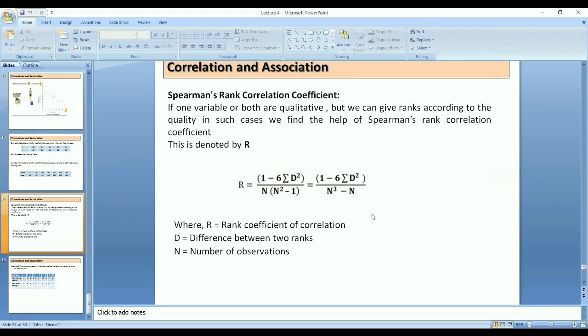D is the difference between the two ranks or two grades or two variables, divided by n into n square minus 1. So R is the rank correlation coefficient, D is the difference between two ranks, and n is the number of observations. We use this when somebody gives a rank or grade before 6 months and after the study, so there are two variables, X and Y. In that case we will use the Spearman rank correlation. If the variable is continuous, then we will go for the Pearson correlation coefficient.